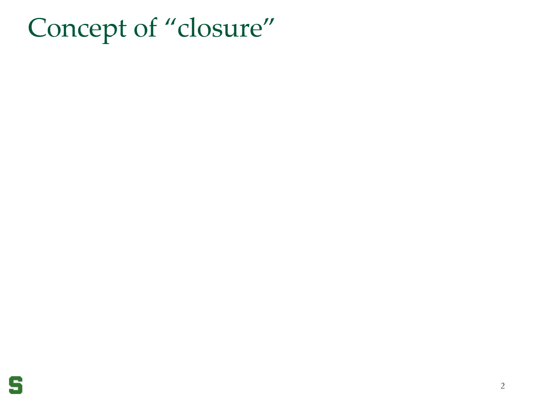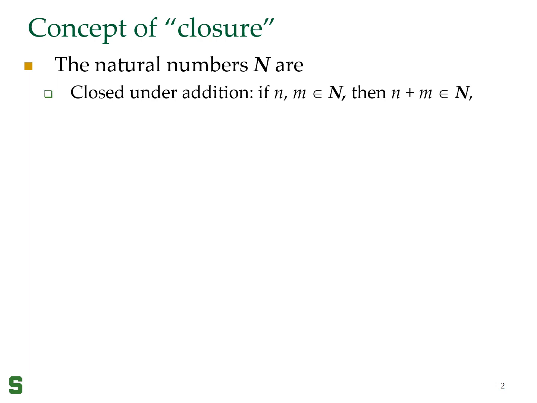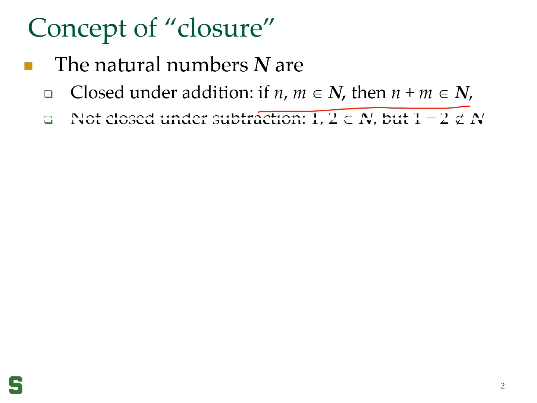So, first of all, to understand the concept of closure, I want you to think about a couple of examples. The first example is the set of natural numbers. The set of natural numbers is closed under addition because if I take two natural numbers and I add them, what I get is a natural number. However, it is not closed under subtraction because you can do 1 minus 2, which is not a natural number.